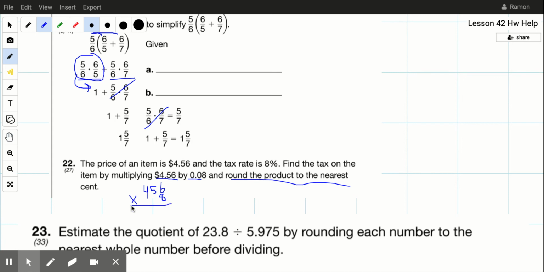Whatever your product is, how many digits are after the decimals? 1, 2, 3, 4. So you're going to move the decimal to the left 1, 2, 3, 4 times. Any blank spaces are zeros.